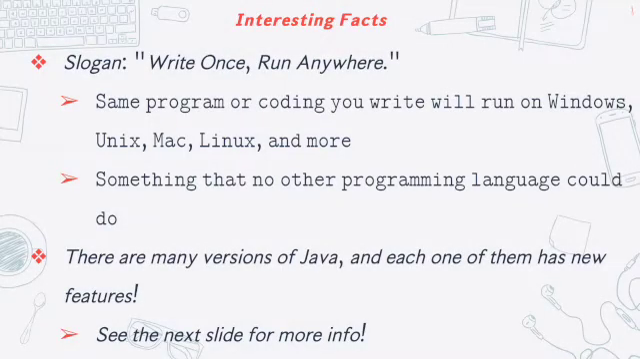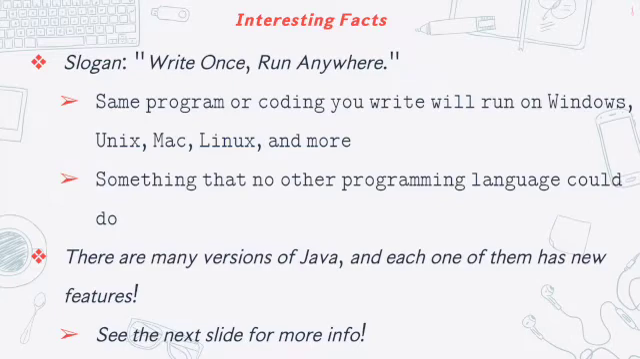A couple of interesting facts about Java is that its slogan is "Write once, run anywhere." This basically means that the very same program or coding you write will run on Windows, Unix, Mac, Linux, and other operating systems. This was called Java version 1.0, and it was something that no other programming language could do. During that time, C and C++ were the most commonly used languages for developing applications, but ever since Java had been released, it became very popular quickly.